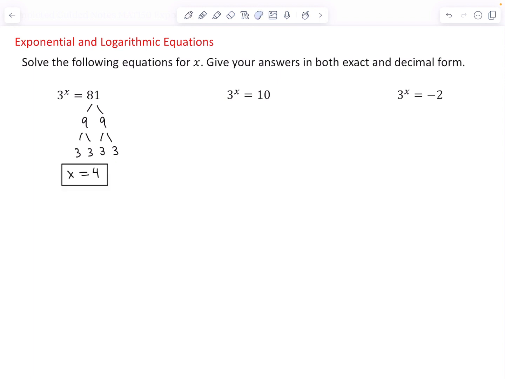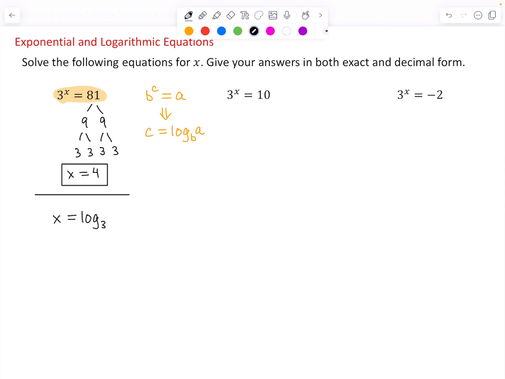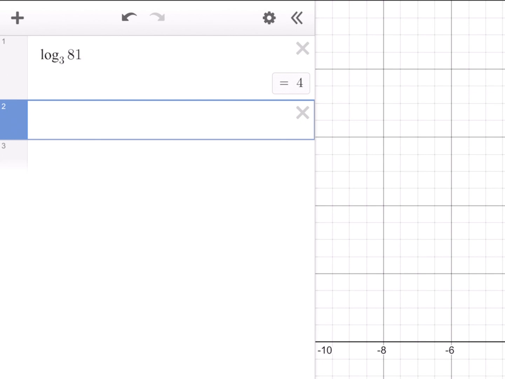Now if you do not recognize that, then we can always convert to logarithmic form and use a calculator. Recall that if b raised to the c is equal to a, then the exponent c can be written as log base b of a. So in this first problem, if I had simply converted this statement to logarithmic form, it would read the exponent x is equal to log base 3 of 81. And then reach for a calculator, and we get the confirmation of the answer 4.